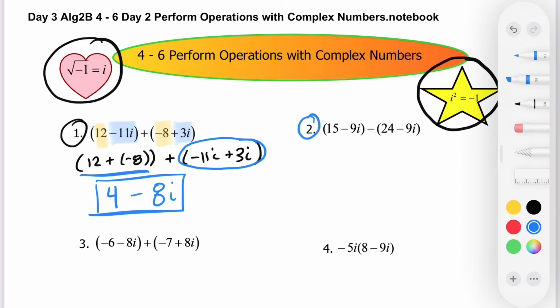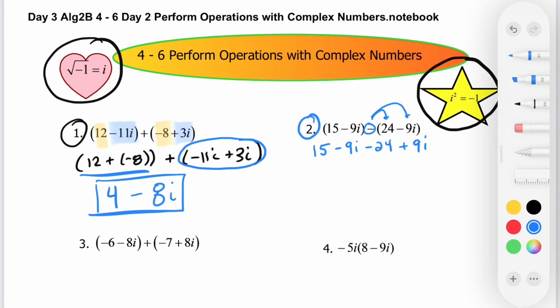All right, so here's a little bit different because it's subtraction, so we just need to be careful. What I like to do here when I see this subtraction symbol is distribute it, almost like we're distributing a -1 through parentheses, and then rewrite the problem. So that's what I'm going to do here. So 15 minus 9i, and then -1 times 24 is -24, and then -1 times -9i is plus 9i.